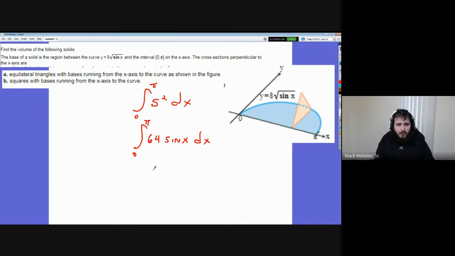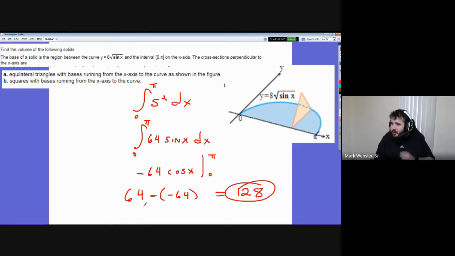And then we're going to integrate. Integrate sine, we get negative cosine, from 0 to pi. Once again, same thing applies. Cosine at pi is -1, so we've got 64. Cosine at 0 is 1, so we've got -64. 64 minus a -64 is 128. And there you go.